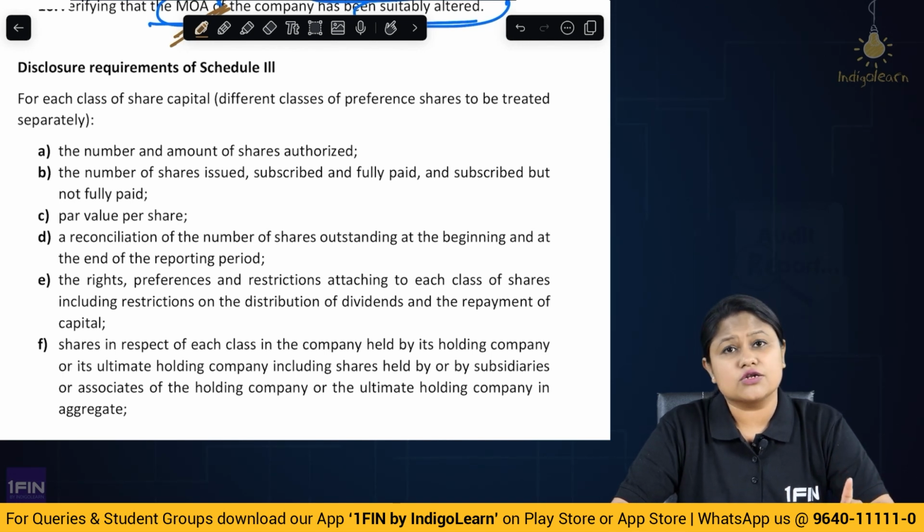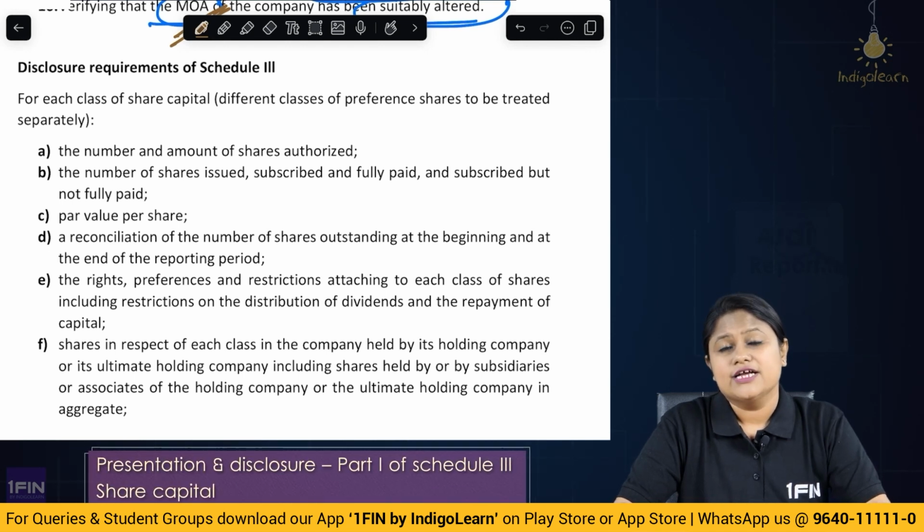So presentation and disclosure also have to be appropriate. We are talking about a company. So in a company, the presentation and disclosure should be as per what? Part 1 of Schedule 3. Correct? So basically you're talking about the balance sheet items, and because of it, Part 1 of Schedule 3 has to be taken care of properly.